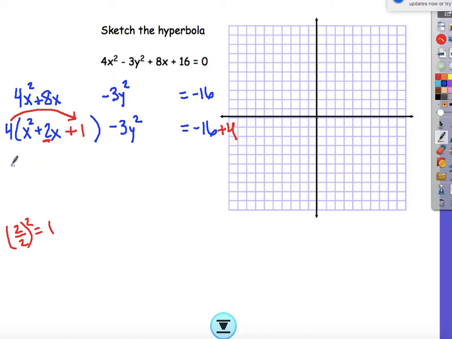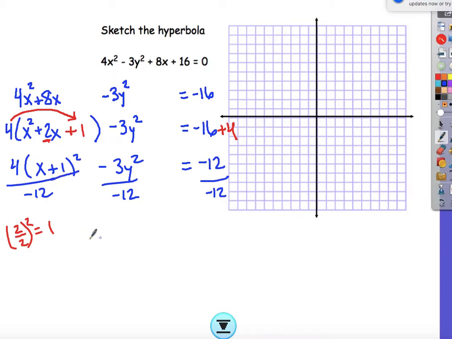And then now I will have a 4 out front, and then this will factor into x plus 1 quantity squared minus that 3y squared, and then over here I'll have a negative 12. Now, our equations need to equal 1. So that means in order to make this equal 1, I have to divide by negative 12. So I'm going to divide all of these by negative 12. So that means when I reduce, I will have a negative 3 underneath here. And then this will reduce, and it'll be a positive, because the negative divided by negative is positive. And that will reduce to a y squared over 4. And then this will equal 1.